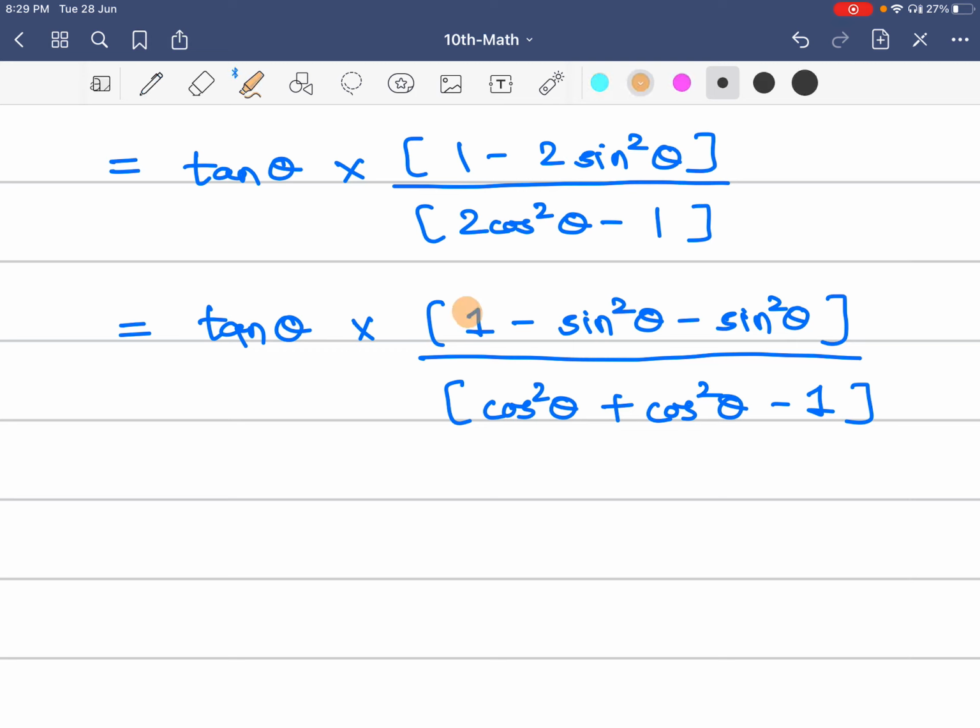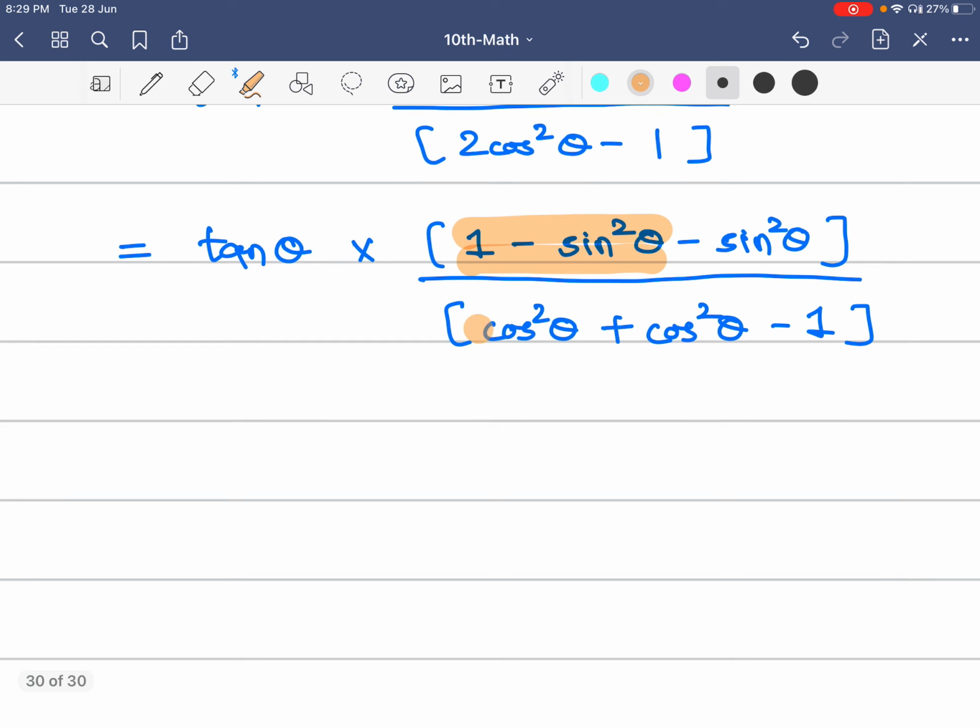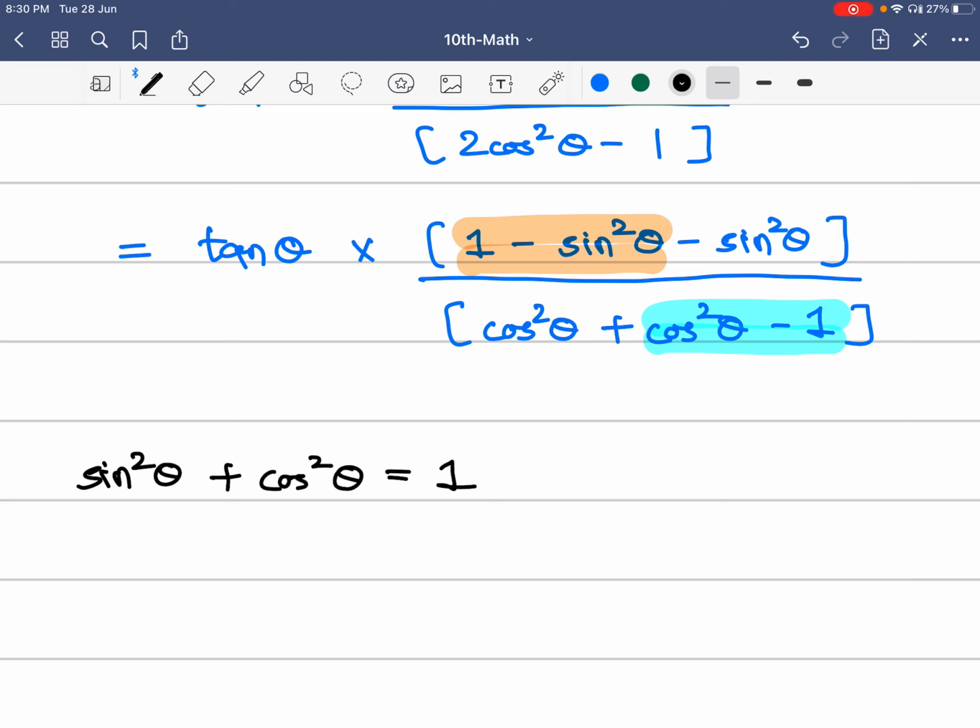Now let's focus on this. What is 1 minus sin square theta? 1 minus sin square theta is cos square theta. And what is cos square theta minus 1? That is equal to minus sin square theta. Let's write it down, that way it will be more obvious. So we have sin square theta plus cos square theta is equal to 1. So 1 minus sin square theta will be equal to cos square theta.